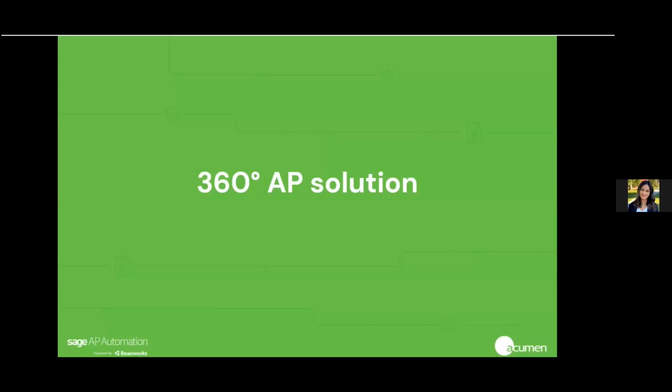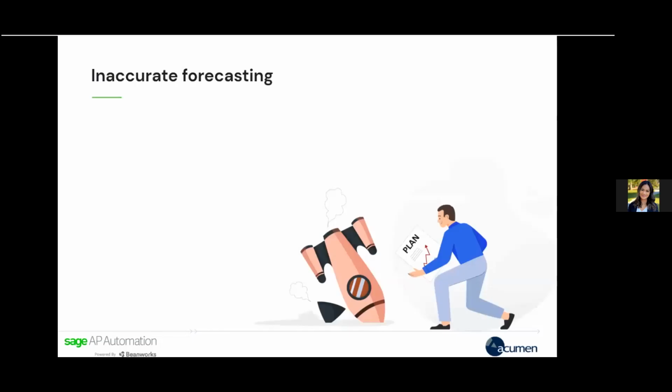Managing accounting with a disconnected workflow stops you from having a 360-degree view of your financial spend and operations. It's impossible to make analysis and forecasts without information that is accurate and easily accessible. And last but not least, inaccurate forecasting.